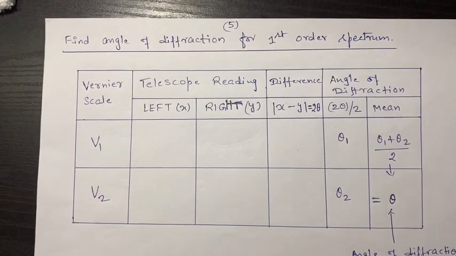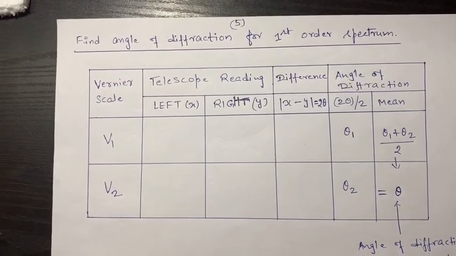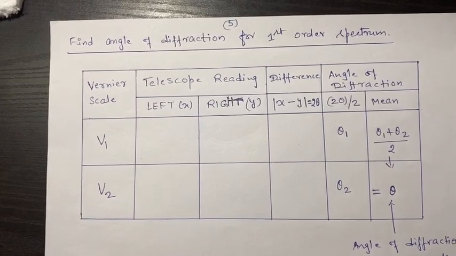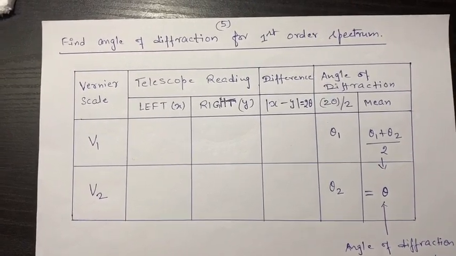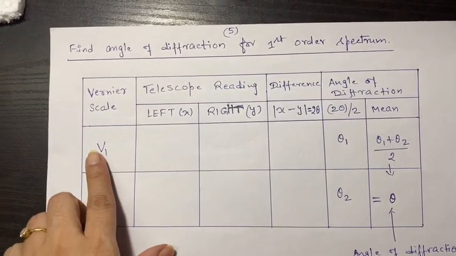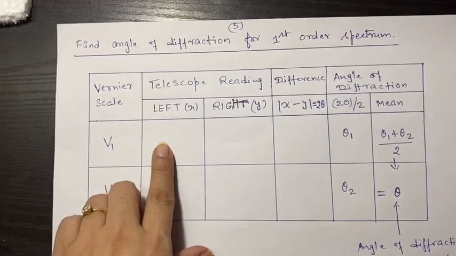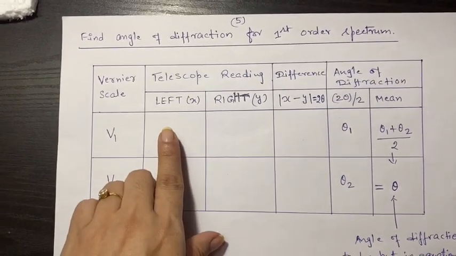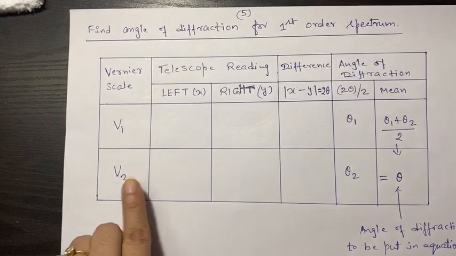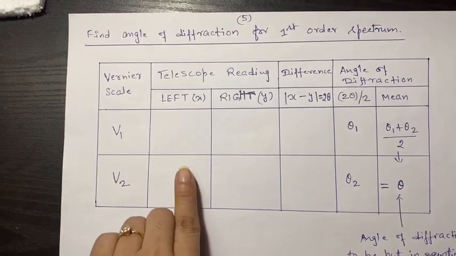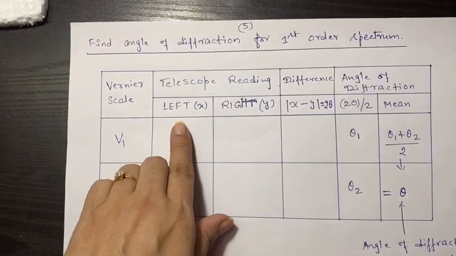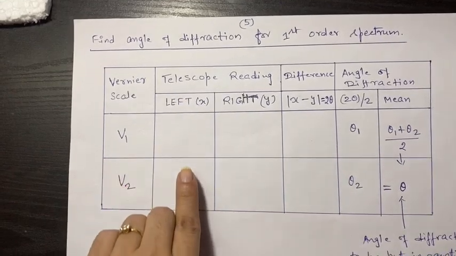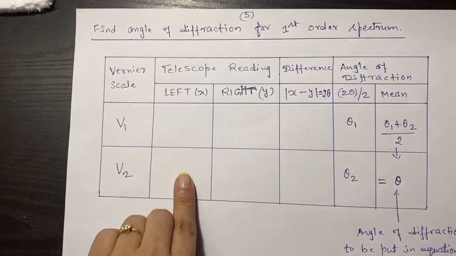First of all, the telescope is set towards the left hand side for the red line of the hydrogen spectrum, and the reading of Vernier 1 is taken, which is written here. At the same position, the reading of Vernier 2 is also noted down, and you have to note that both the readings must be 180 degree apart from each other.